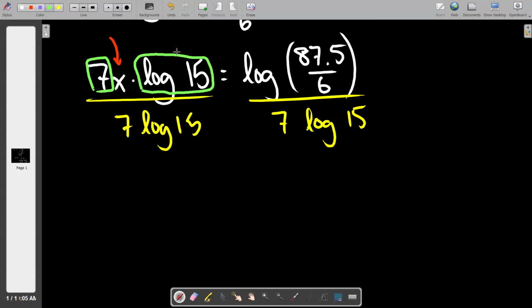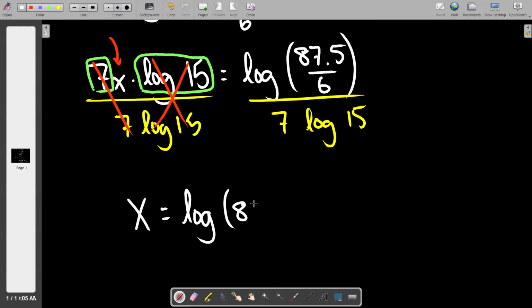But we're still not out of the woods, because if we're not careful with how we put this in our calculator, the calculator is not going to mess up. We're going to mess up. It's going to give us something that we're not looking for. So when we go to type this in now, this is the one where we do log of 87.5. And then you just divide by 6 and close your parentheses.